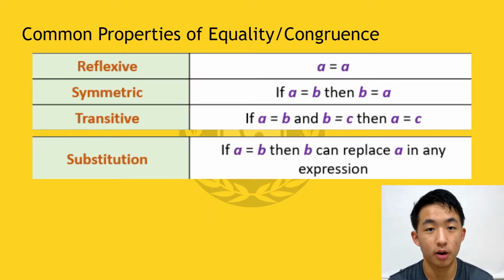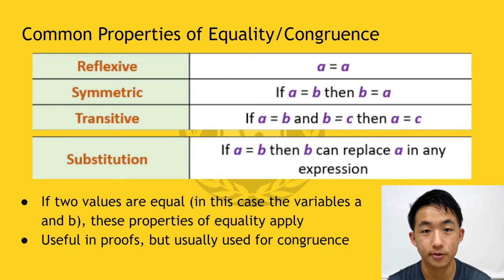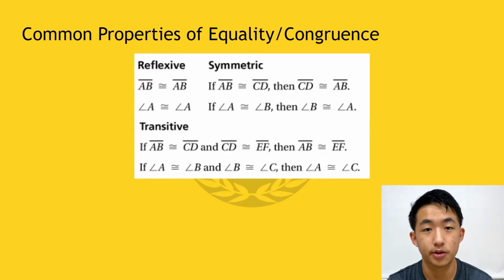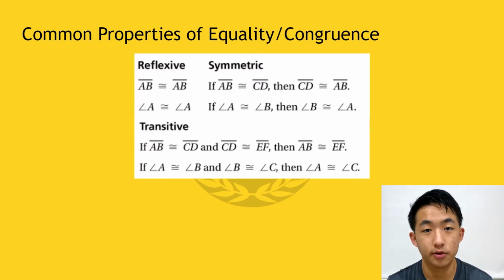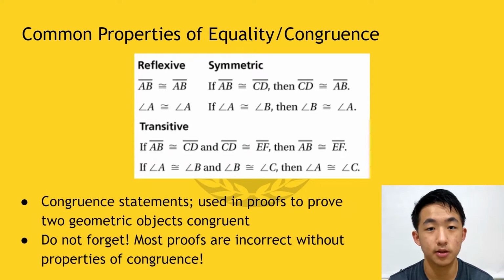Now let's move on to common properties of equality and congruence. These are the reflexive, symmetric, transitive, and substitution properties of equality and congruence. Again, if two values, in this case variables a and b, are equal, these properties of equality and congruence apply. These properties are pretty common in proofs, and they are usually properties of congruence. If you take a look at these three properties, the reflexive, the transitive, and the symmetric, you can see that these properties prove two or more objects congruent. These statements are called congruent statements. These statements must be used in proofs to prove that two objects are congruent to each other.